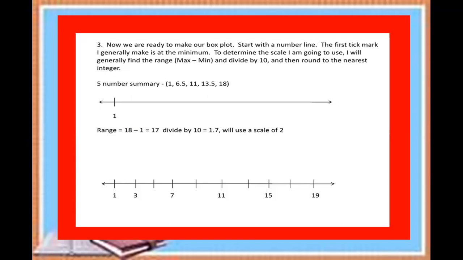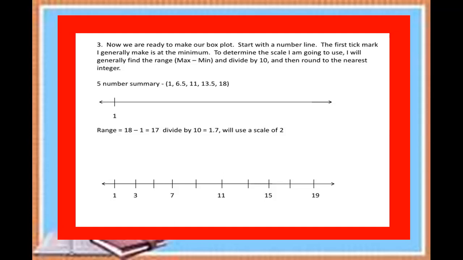Now we are ready to make our box plot. Start with a number line. The first tick mark I generally make is at the minimum to determine the scale I'm going to use. I will generally find the range, max to min, divide by 10, and then round to the nearest integer.